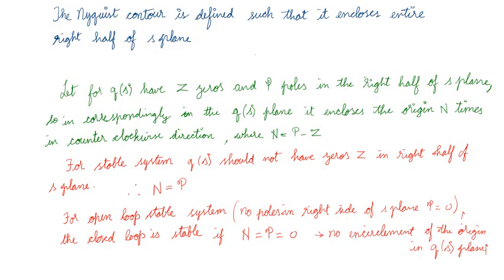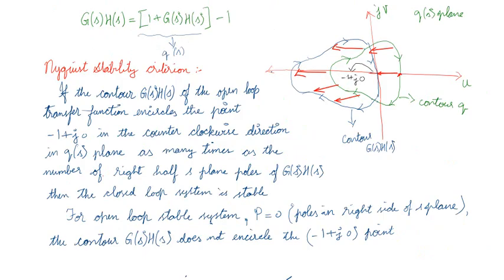If we don't have any zeros in the right half of the S plane, then N becomes P. The same way, instead of the origin, we are replacing it with minus 1 plus j0. If we have only the poles in the right half of the S plane, it will encircle minus 1 plus j0 that many times in the counterclockwise direction. This is the Nyquist stability criterion. Suppose the open loop system is stable, that is, no poles on the right side of the S plane, then the contour does not encircle the minus 1 plus j0 point.